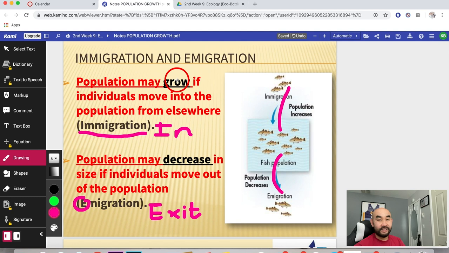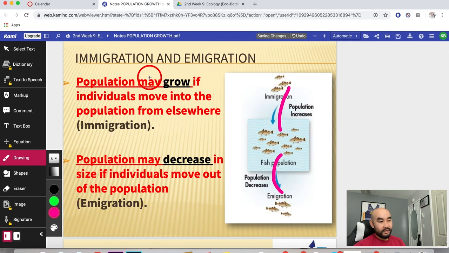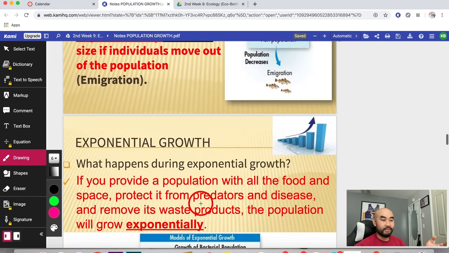So population may grow if the individuals move in, right? If you have 10 individuals move in to that area, 5 people moving out of that area, then it will grow. If you have 10 people moving in, 10 people move out, then population stays the same. So that's why I said may grow, may, okay? And it's the same thing with emigration. Population may decrease if the number of individuals moving in is smaller than moving out. So you have 5 people move in, 10 people leave that country or that area, then population will decrease. So these are the factors that determine population growth.